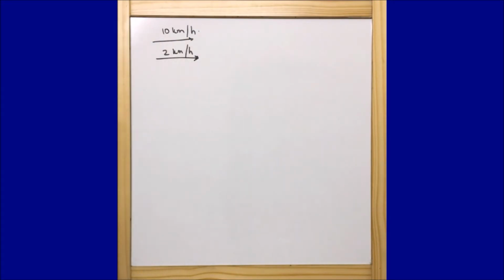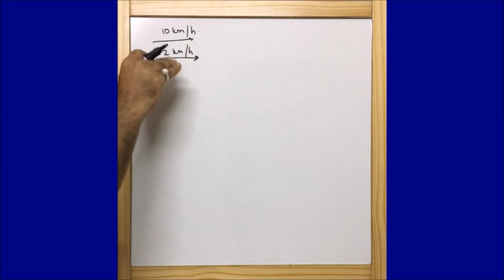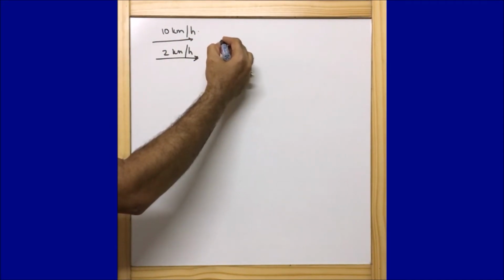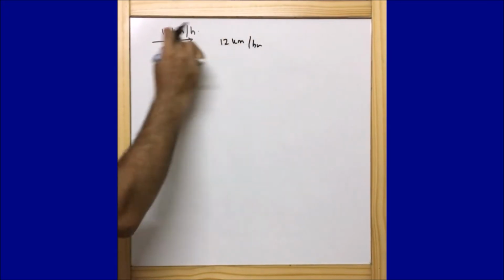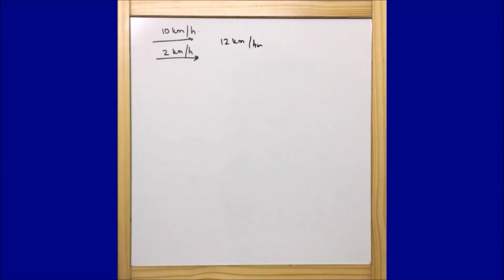That means the speed of the stream will push the boat with that speed. So here the overall speed of the boat will become 12 km per hour, because this 10 km plus this 2 km gets added up.